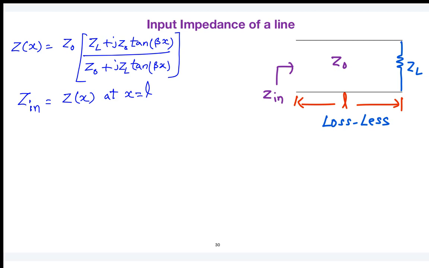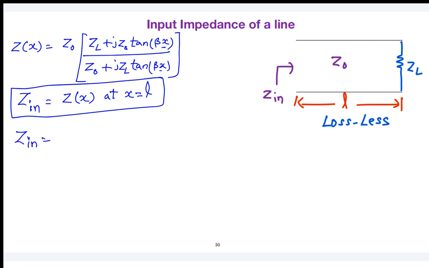Yeah. See, by the time you are measuring the input impedance, you are at a distance of L from the load. So to find the input impedance, that is the same as Z of X corresponding to X equal to the length of the transmission line. Okay, this is very, very important. So the value of Z in can be written by replacing X with L now.